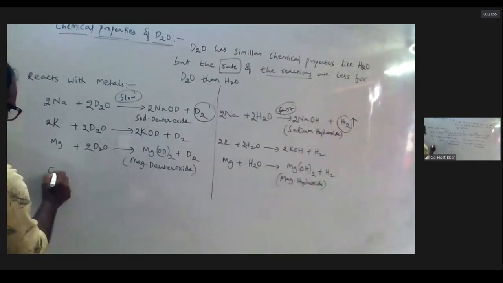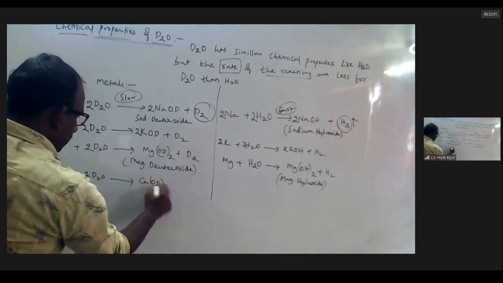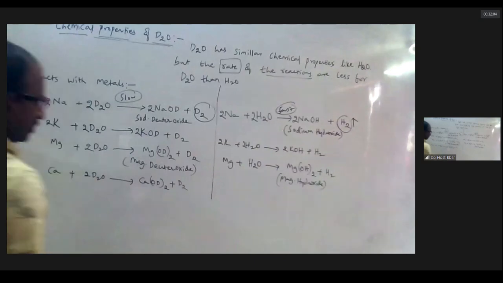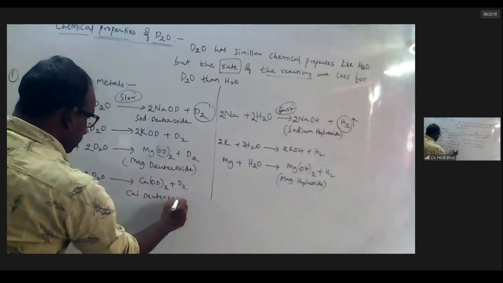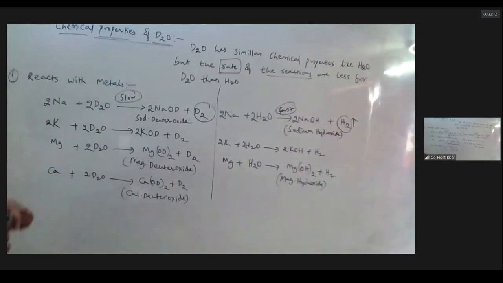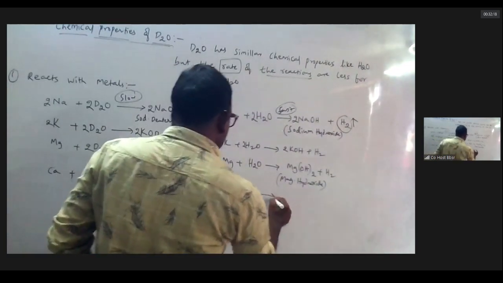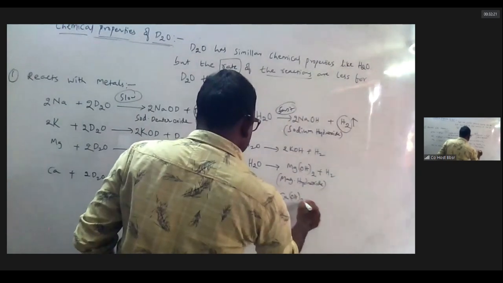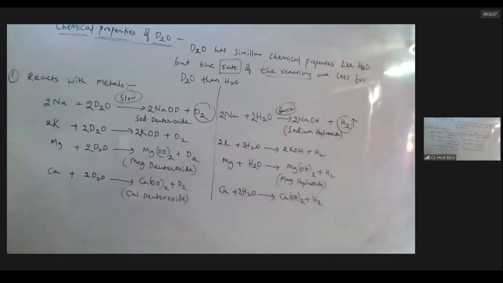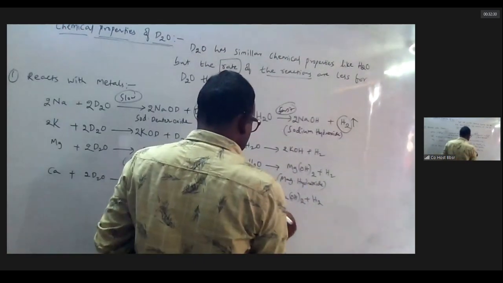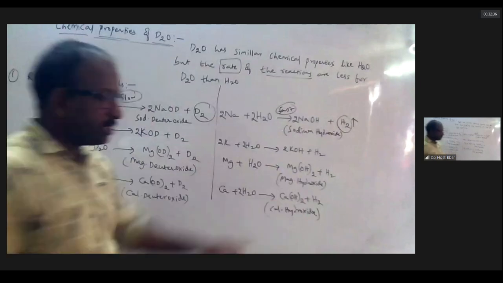If you see calcium, if you take 2D2O, same thing, CaOD taken twice plus D2. This is calcium deuteroxide. Right or not? अब इधर क्या लेना है, Ca plus H2O, CaOH taken twice plus H2, this is 2H2, right. यहाँ पर कैल्शियम हाइड्रोक्साइड.